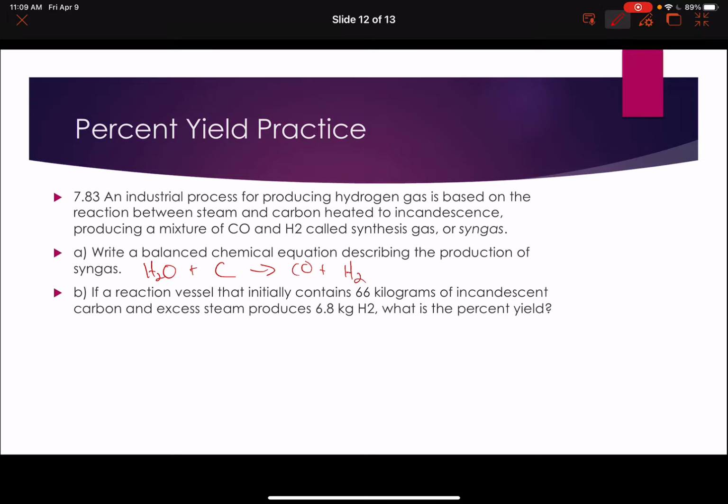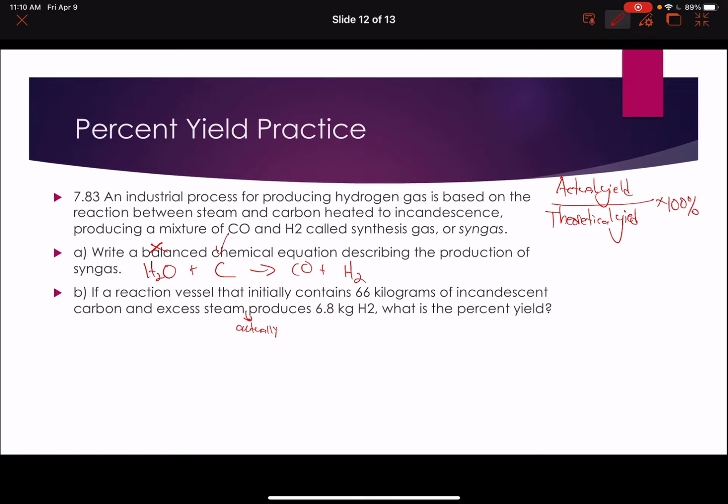So if a reaction vessel initially contains 66 kilograms of incandescent carbon and excess steam, so this is what we have, this doesn't really matter because we have so much of it, produces 6.8 kilograms of H2. What is the percent yield? Awesome. So it's telling us what it produces. That's actually what it's producing. It's not saying anything theoretical here. So you could insert an adjective here and say actually produces, right? So remember our equation is going to be actual over theoretical. Actual yield per theoretical. So they've given us actual yield, and we want theoretical yield.